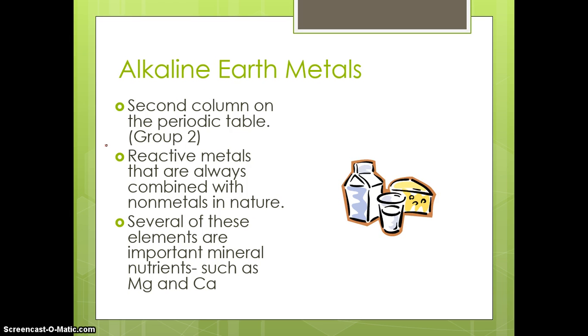The second column is the alkaline earth metal group. These ones are also very reactive, but not as much as the first column. They still tend to be combined in compounds when found in nature. We do see a lot of these types of elements as being some of our dietary needs. Magnesium and calcium help serve biological purposes within us to help our bodies function correctly.